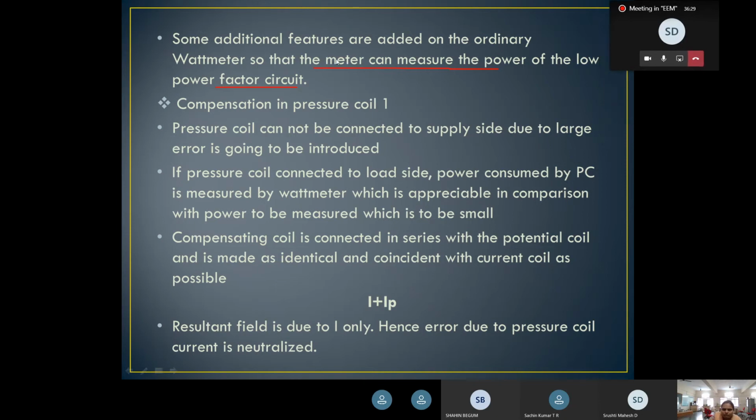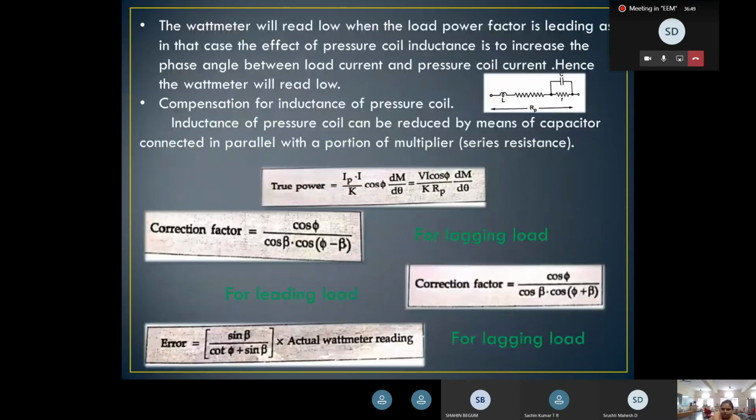Okay. The meter can measure the power factor. We are going to add some additional features, and we are going to change some different additional features in terms of design. I can make some changes to the instrument. Here, we learned the change we made.